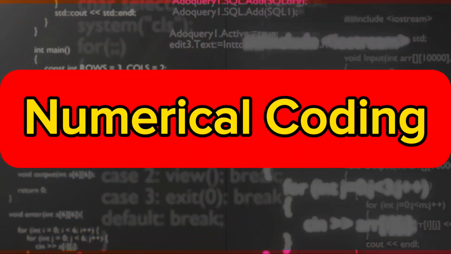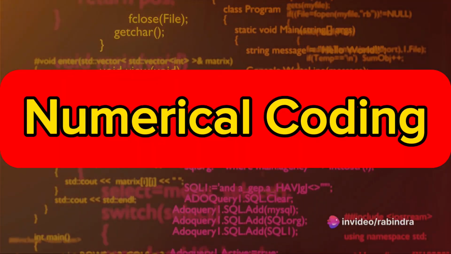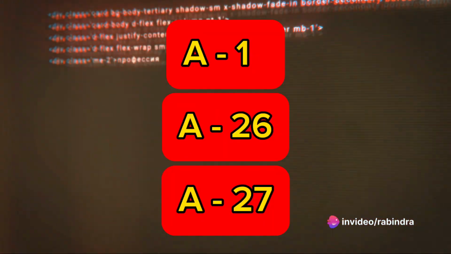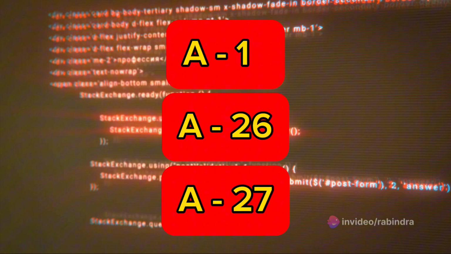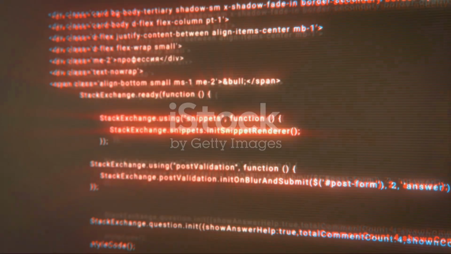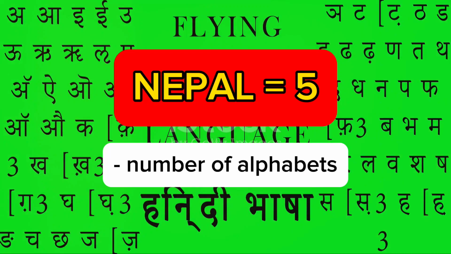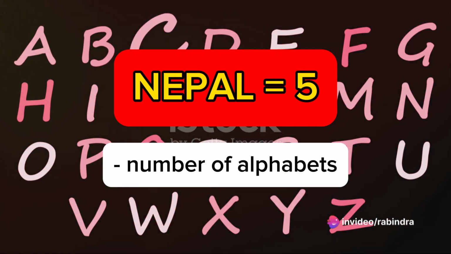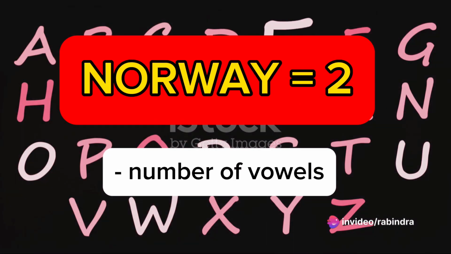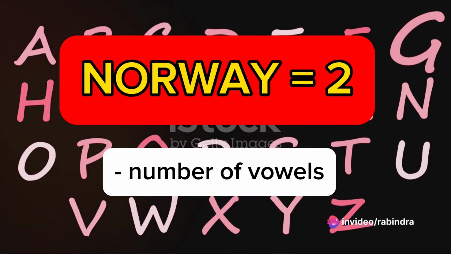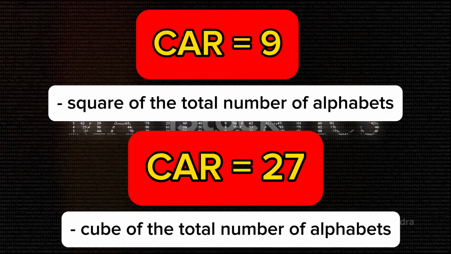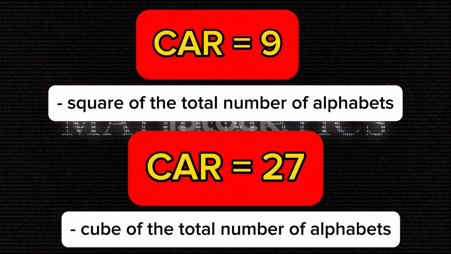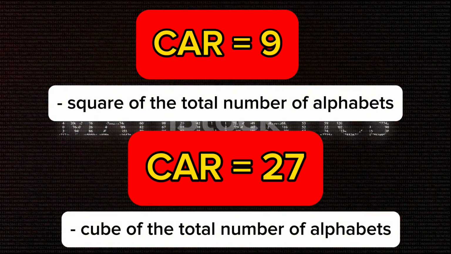Numerical coding, on the other hand, involves assigning numerical values to alphabets. The letter A can be coded as 1, 26, or 27, depending on your coding system. The word Nepal could be coded as 5, representing the number of alphabets. The word Norway could be coded as 2, denoting the number of vowels. The word Ka could be coded as 9 or 27, representing the square or cube of the number of alphabets.